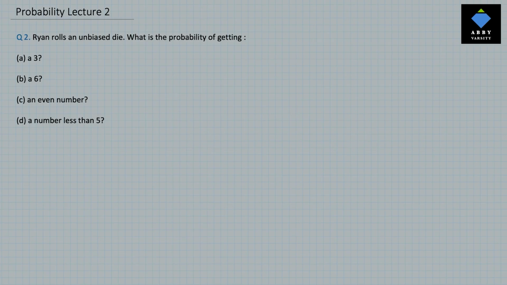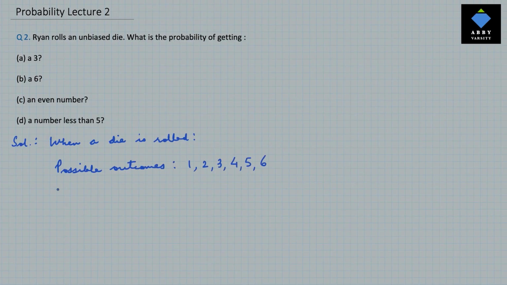Question 2. Ryan rolls an unbiased die. What is the probability of getting a 3, a 6, an even number, and a number less than 5? Solution. When a die is rolled, what are the possible outcomes? They are 1, 2, 3, 4, 5 or 6. So the total number of outcomes is 6.